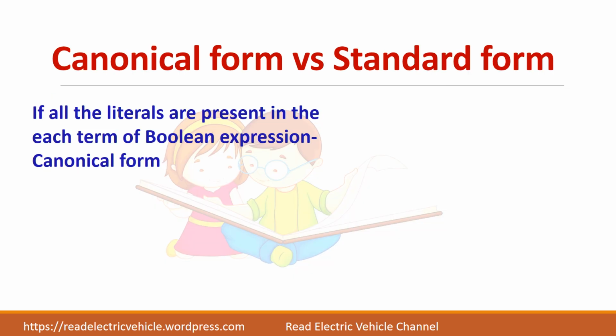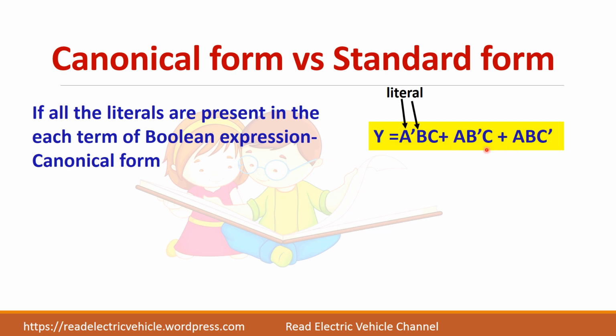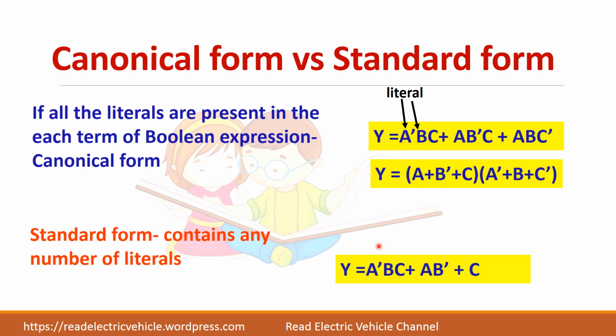We saw what canonical form is, that is all literals should be present in each term of the Boolean expression. So here all 3 variables are there in each term, so it is canonical form. If in some expression all variables are not there, so here C is missing and here A, B is missing, such type of equation is called standard form. It can contain any number of literals in each term. That is, if you simplify this one, you make it this one.